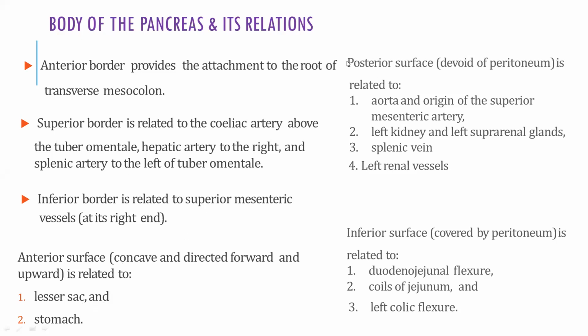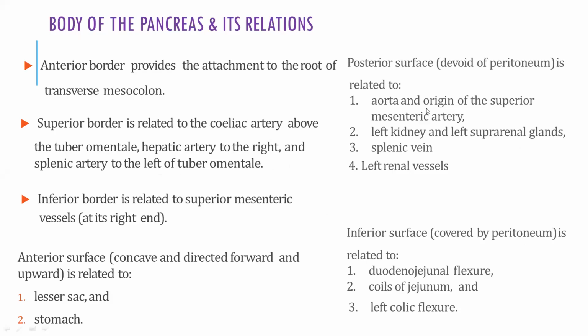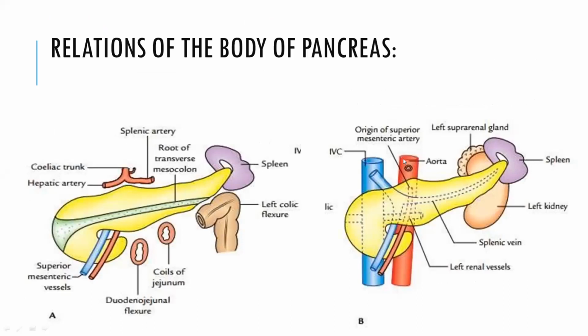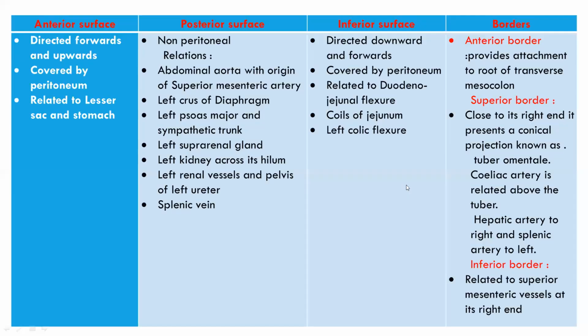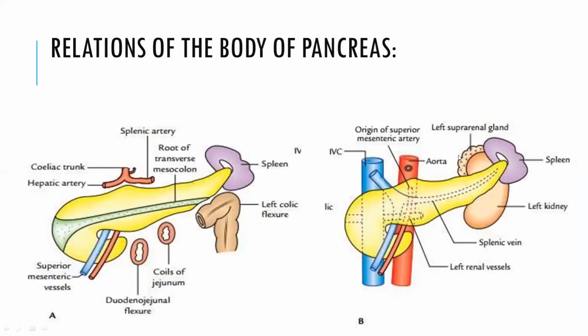Thus the posterior surface of the body of the pancreas is devoid of peritoneum, and it is related to the aorta, and the origin of the superior mesenteric artery. Both things you can see here, the aorta as well as the origin of the superior mesenteric artery, as well as the left kidney, left suprarenal gland, splenic vein, and left renal vessels. So these areas: left kidney, left renal vessels, spleen, left suprarenal gland.